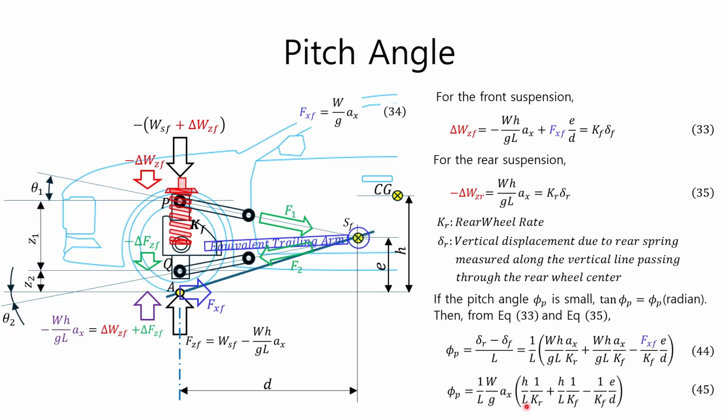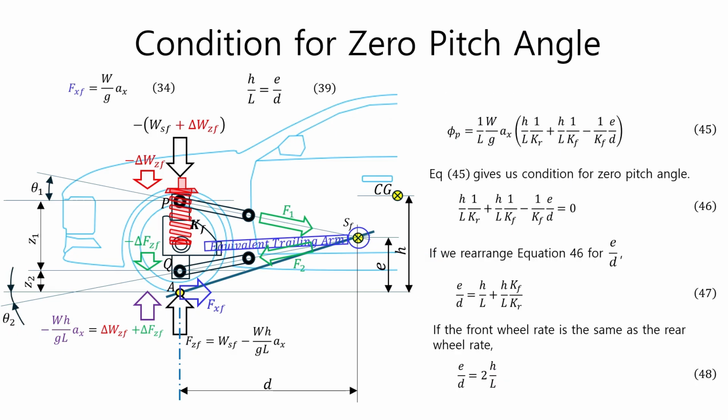Let us examine the meaning of equation 45 in detail. Let's determine the condition for the pitch angle to become zero. In equation 45 for the pitch angle, phi p, which was calculated earlier, if a braking force is applied and the braking deceleration, AX, is not zero, the condition for the pitch angle phi p to become zero is that the sum of the terms inside the parentheses in equation 45 becomes zero. Therefore, from equation 45, the condition for a zero pitch angle can be expressed as equation 46.